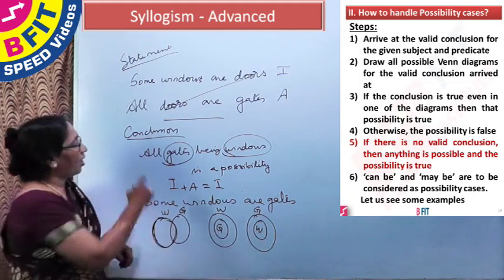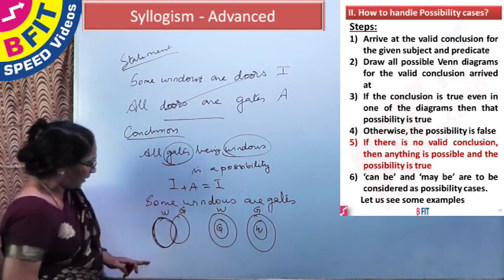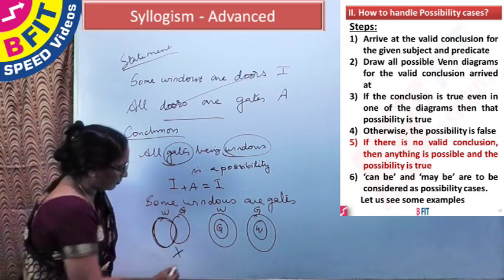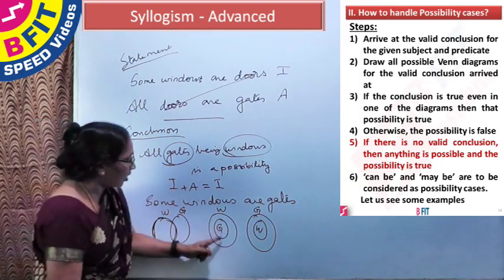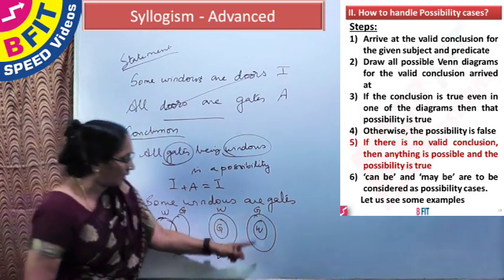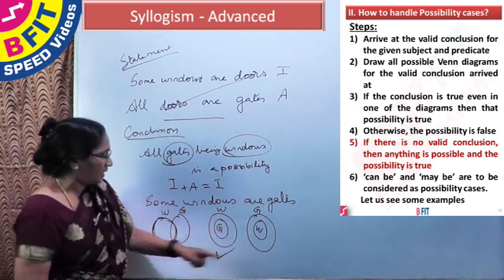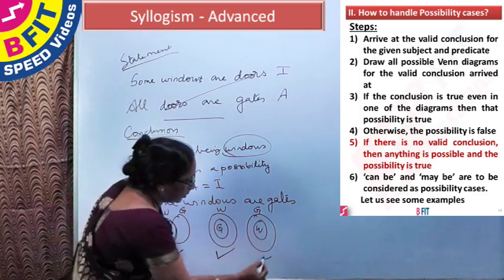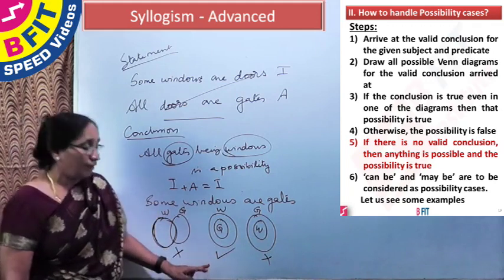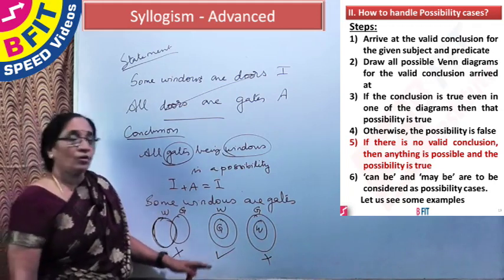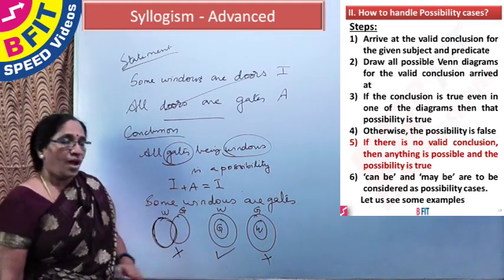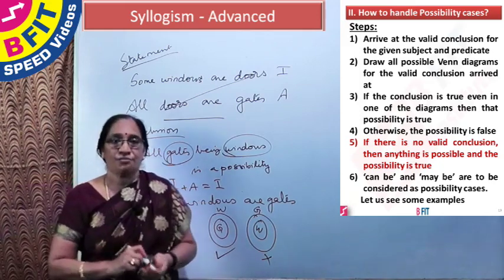And we can see that all gates being windows is a possibility will not be true here. In this case, all gates cannot be windows. In this case, all gates being windows, yes, it is a possibility here. In the third diagram, we see that all gates being windows will not be possible. So, it is true in one diagram. In one of the diagrams, this has become true, and so if the conclusion is true even in one diagram, then the possibility case is true. Otherwise, it should be considered as false.